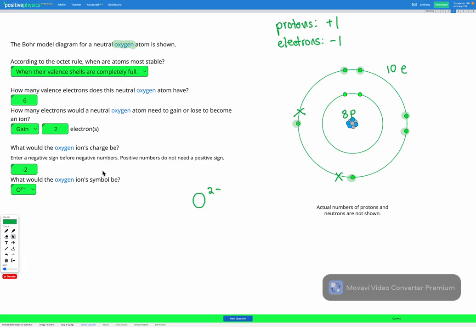So to summarize here, the octet rule says the outer shell, the valence shell, needs to be completely full to be stable. So here, when we needed to add 2 electrons to fill our outer shell, we were gaining 2 electrons, which are 2 negatively charged things, and so our final charge was -2.